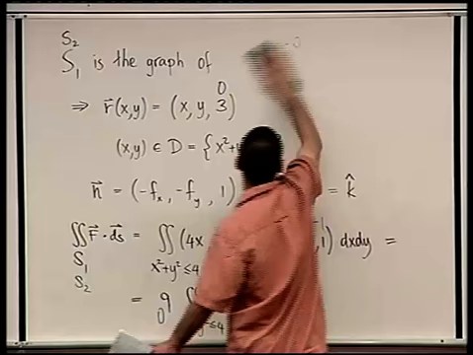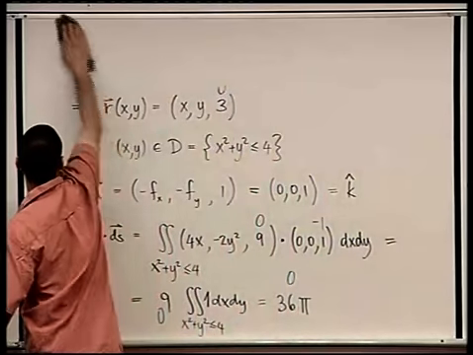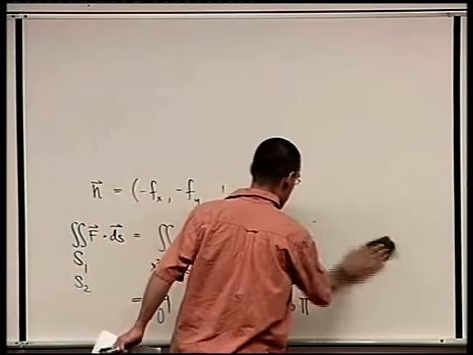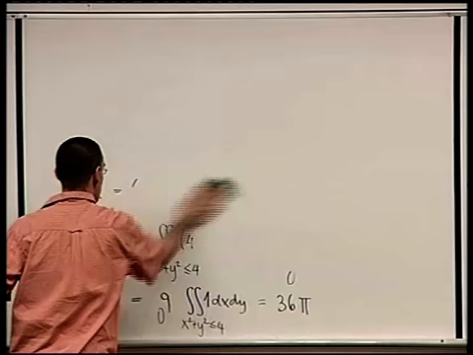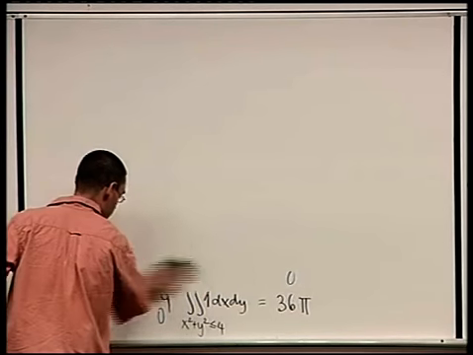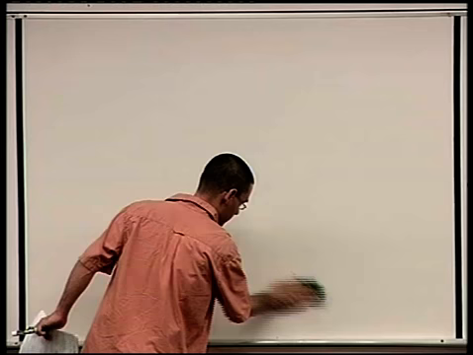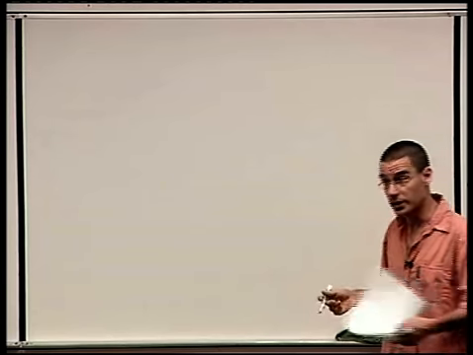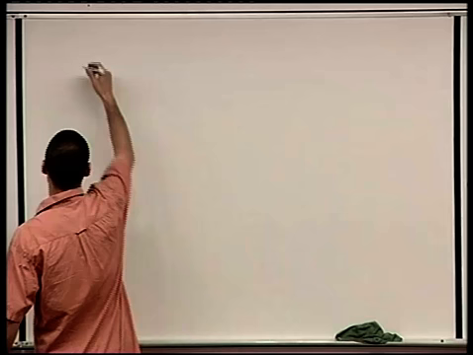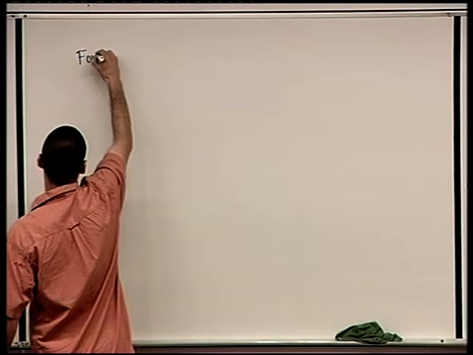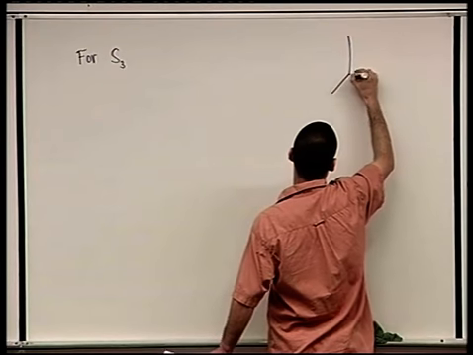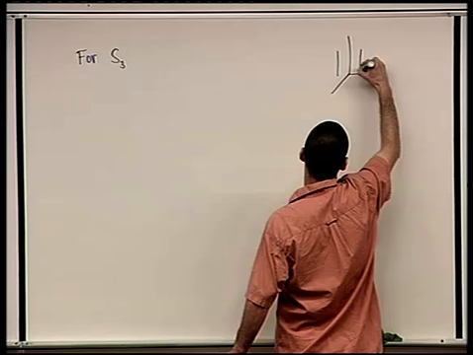This is going to take different arguments. It's no longer the graph of a function. We're going to have to parameterize it differently. And of course, the parameterization that first comes to mind is using cylindrical coordinates. So for S3, the cylinder part, is this thing.